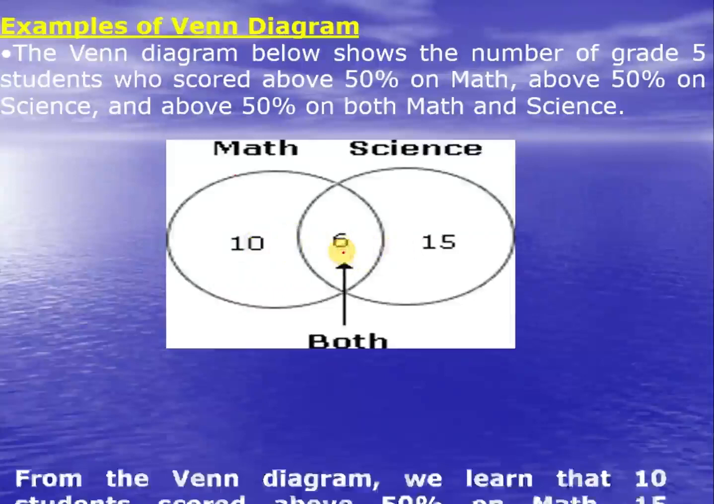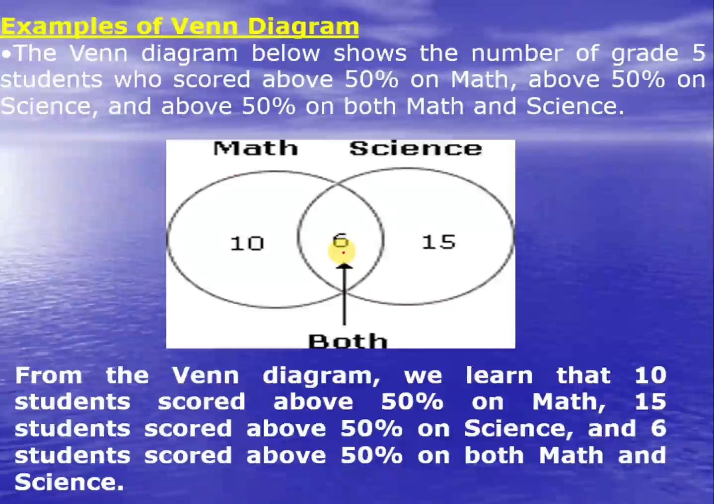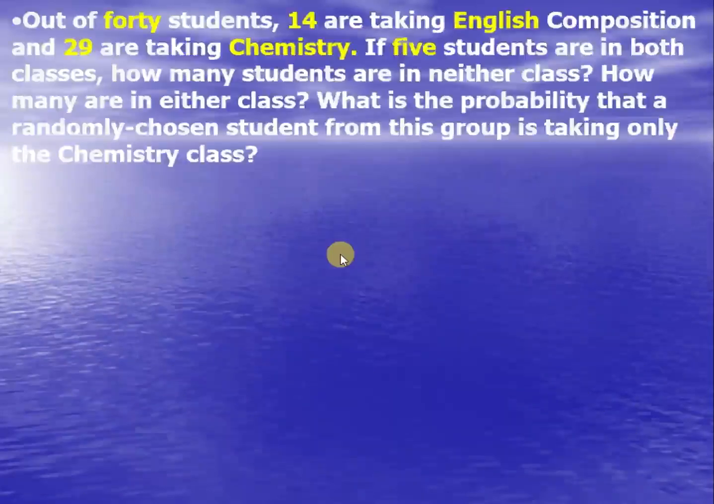Now, from the Venn diagram, like I have just explained, we learned that 10 students scored above 50% on math only, 15 students scored above 50% on science only, and 6 students scored above 50% on both math and what? Science. And then we can take another one.